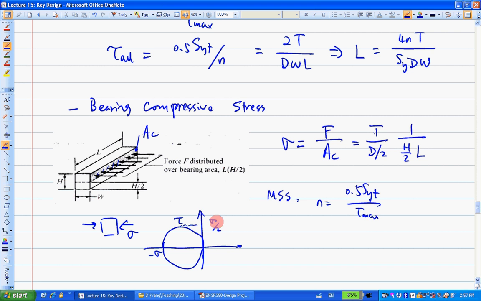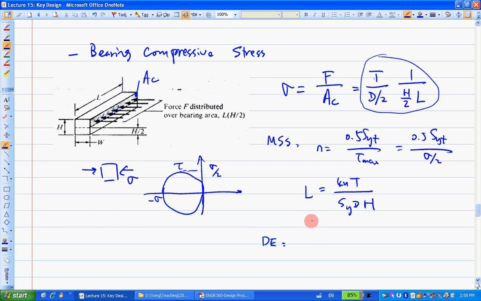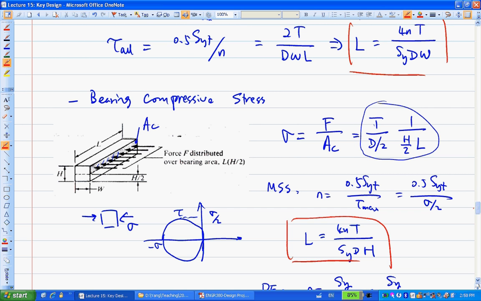So what's the tau max? Tau max is half of this sigma, so that's 0.5 SYT over half of the sigma. Where's the sigma? Sigma is this one here. Plug it in and solve for L, and we get L equals 4NT over SY capital DH. If we want to use the DE, you end up the same: N equals SY over sigma prime, and looking at the state of stress, sigma prime is basically sigma, the same thing as MSS. So ultimately you get one equation from here and one equation from the direct shear, based on two different stresses.